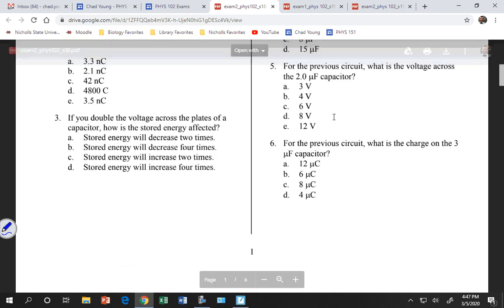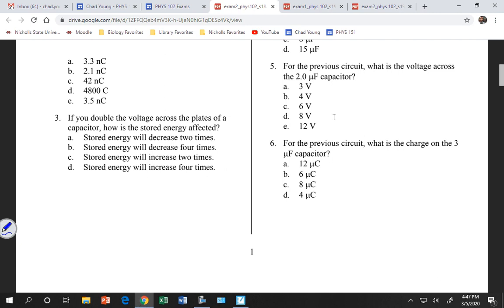If you double the voltage across the plates of a capacitor, how is the stored energy affected? So, energy in a capacitor, I don't know if y'all remember this, is 1/2 CV squared. And if I double the voltage across this capacitor, I'm going to quadruple the energy. So the stored energy will increase 4 times. You'll probably see a question about that.